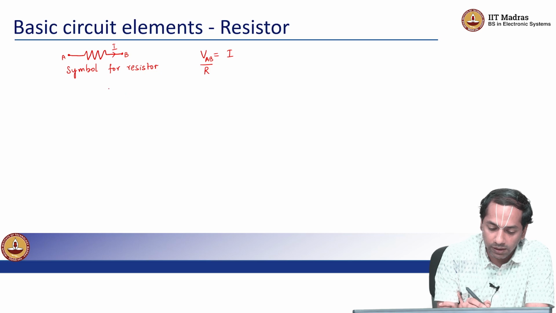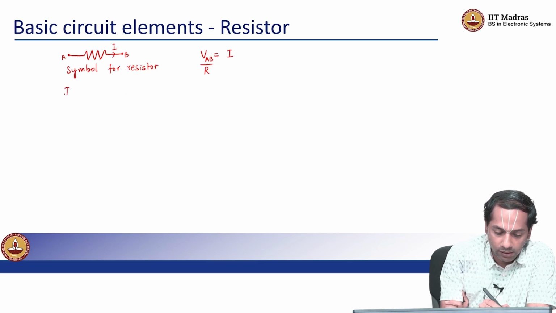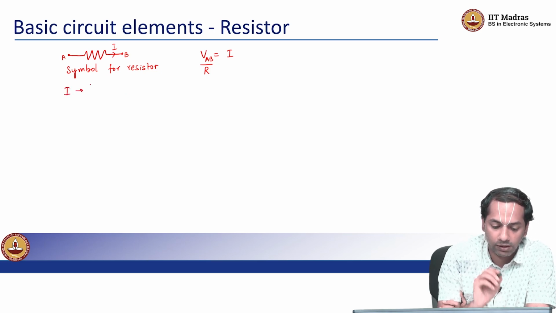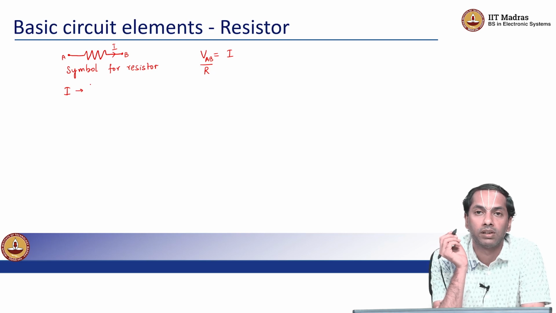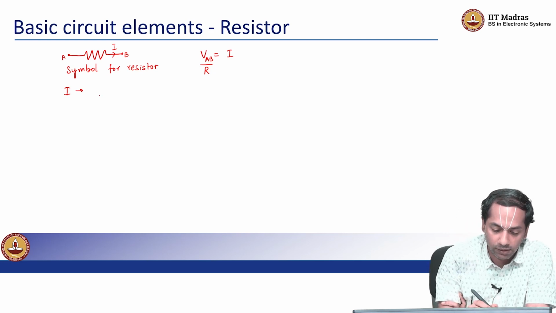So, let us start with current that is flowing through the resistor, right, is defined as the flow of charges.